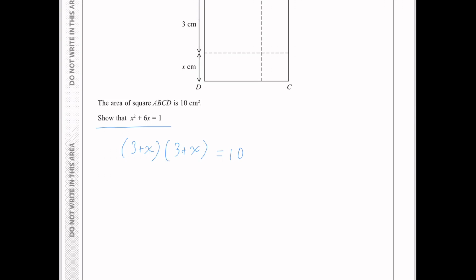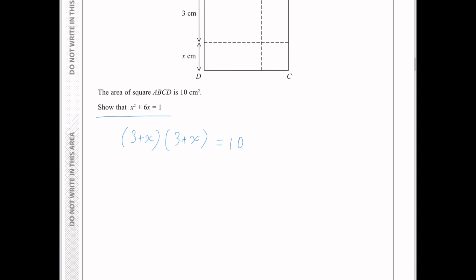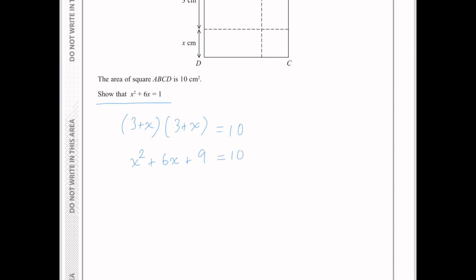So now I am going to expand the expression. 3 plus x times 3 plus x is x squared plus 6x plus 9 equals 10. So now I'm going to subtract 9 from both sides of the equation, which gives x squared plus 6x equals 10 minus 9, which finally gives x squared plus 6x equals 1.